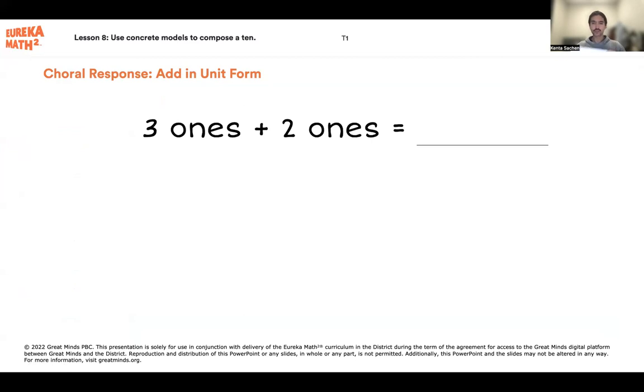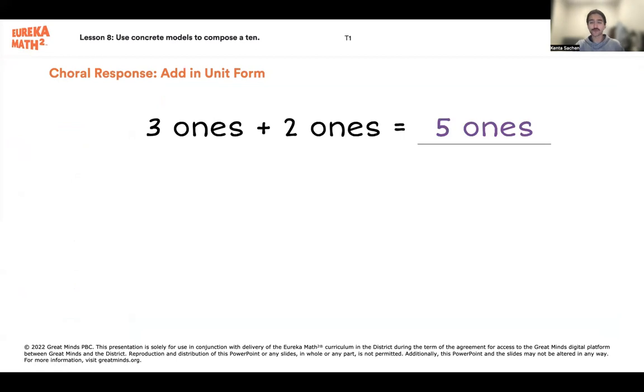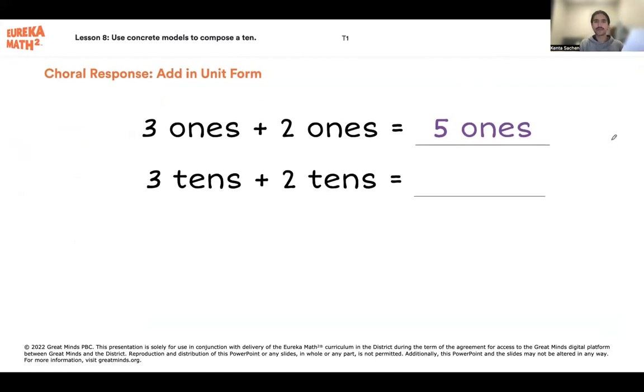3 ones plus 2 ones is equal to, what is it? Yeah, 5 ones, right? 5 ones, we're writing that as a number in standard form. That's equal to 5. How about 3 tens plus 2 tens? 3 tens plus 2 tens is equal to, everyone, 5 tens. What number is 5 tens?